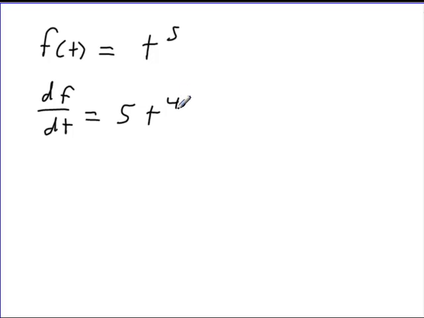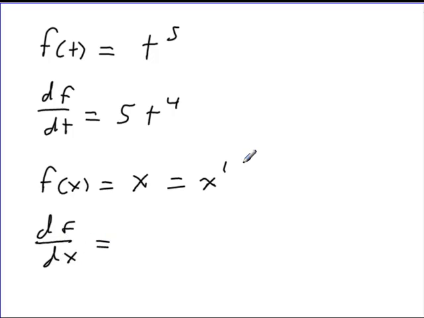Now there are a few specific examples of this that are worth considering. What if I simply have f of x equals x? Well, that is x to the 1, so df dx, I bring down the 1, and then it's x to the 1 minus 1 is 0, so this is 1 times x to the 0, but anything raised to the 0 power is just 1, so this is in fact simply 1.